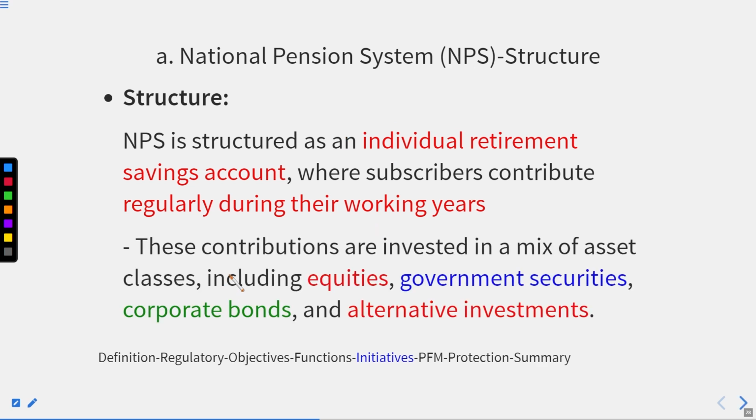These contributions are invested in a mix of asset classes, including equities, government securities, corporate bonds, and alternative investments. It doesn't mean that you are only required to save the money, like accumulate the money. Instead, you could also invest it in equities, government securities, corporate bonds, or any alternative investment which does not lie in these categories. All right.